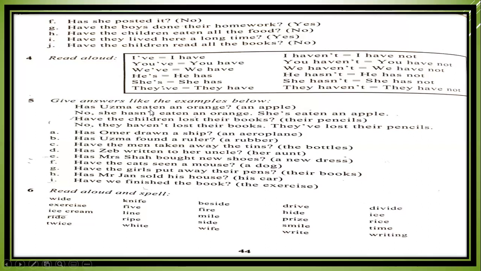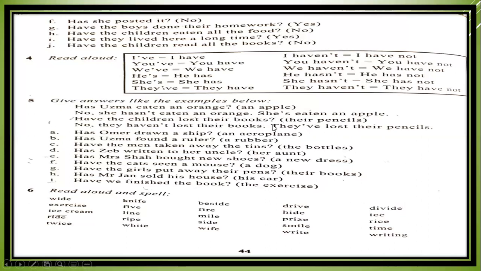Understand? They are asking a question about an orange, but because Uzma has eaten an apple, how do we make the answer? First we say, no, she hasn't. Hasn't means has not eaten an orange, full stop. Then the next sentence, she has eaten an apple. She's eaten an apple.